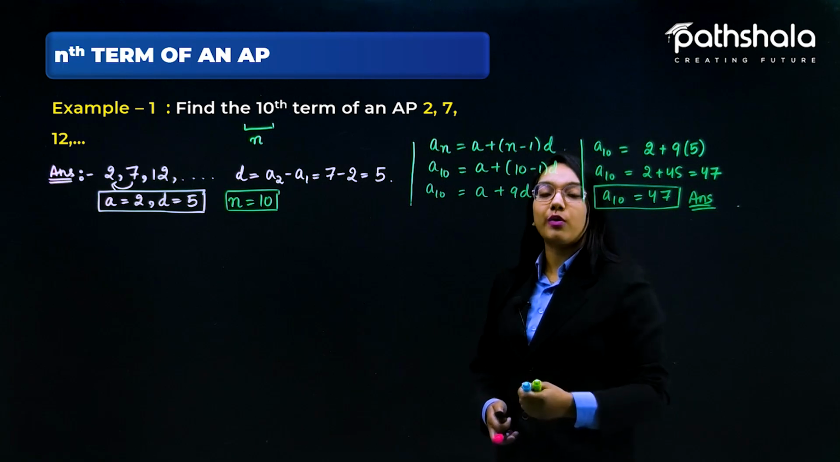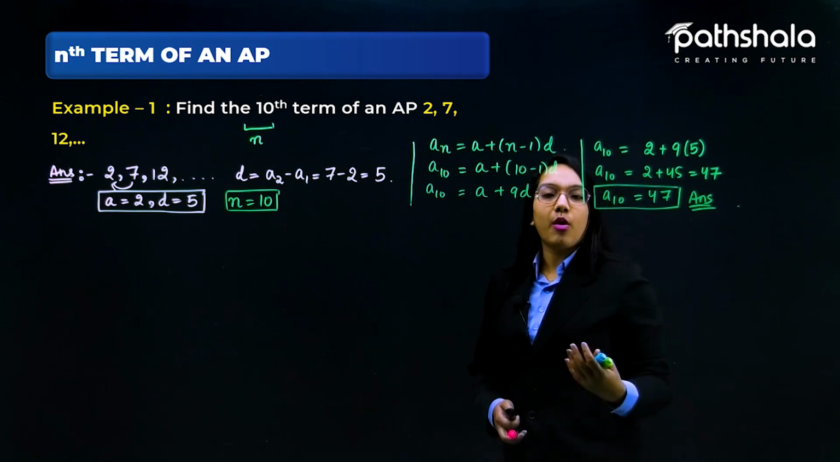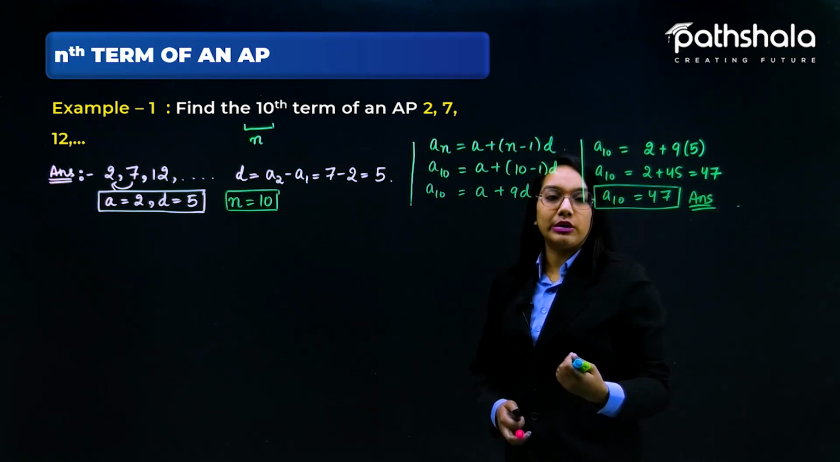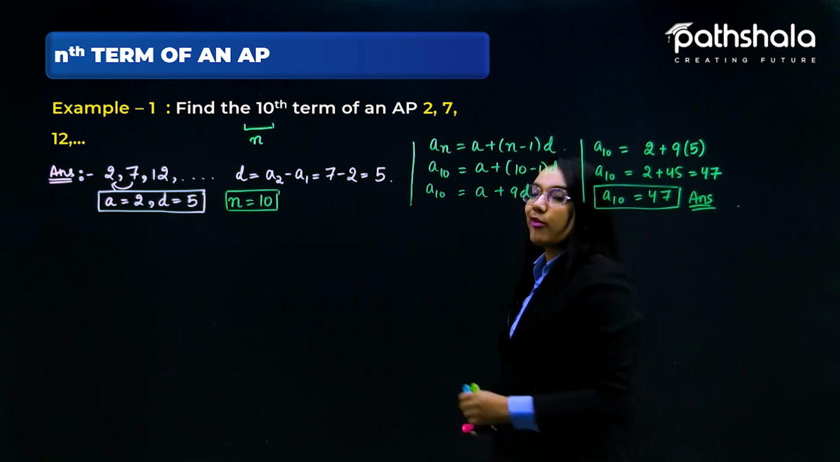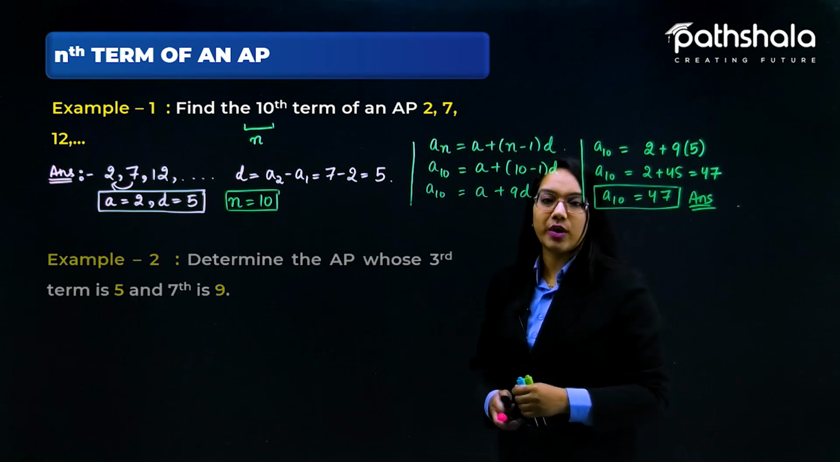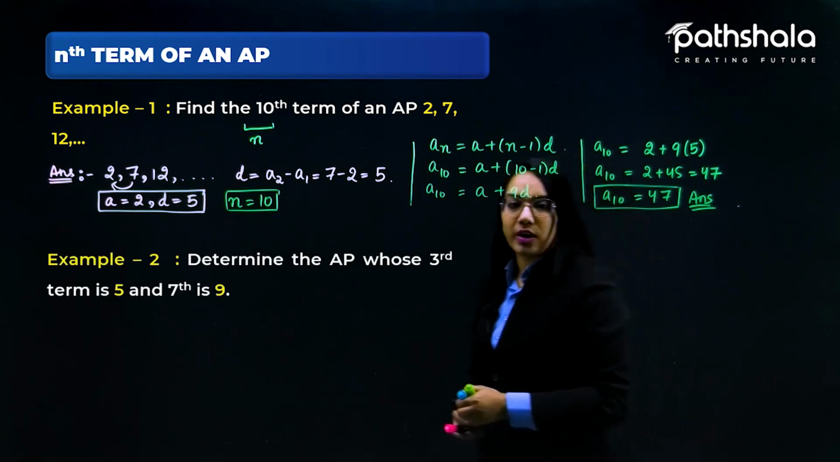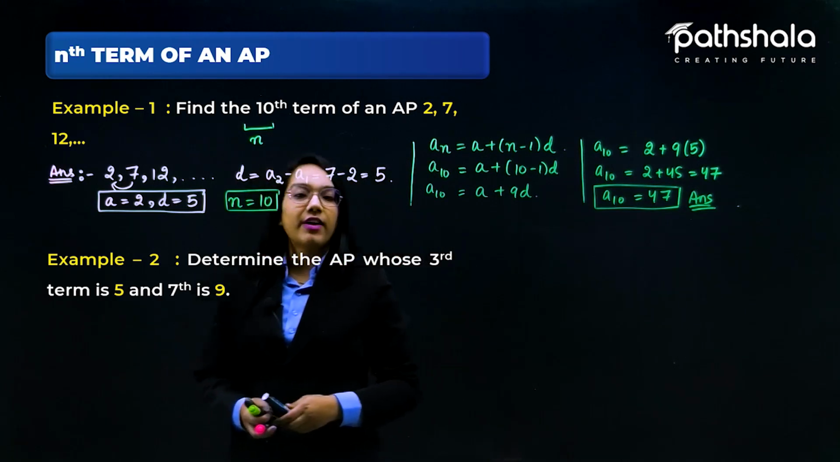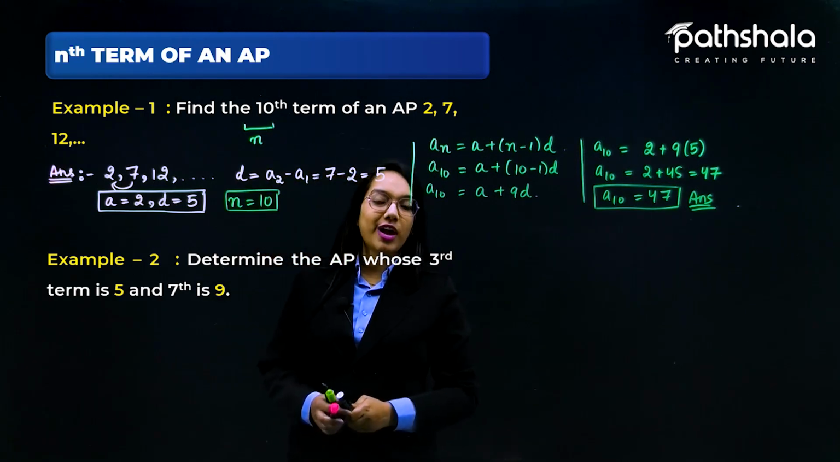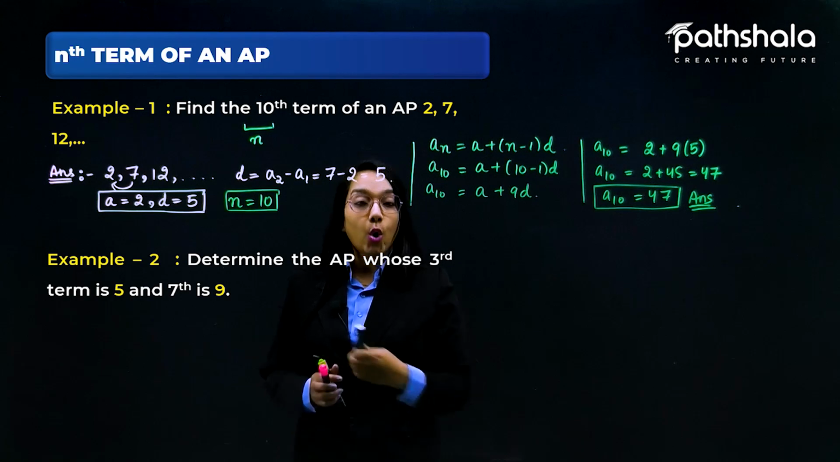So this is how we can use the nth term of an AP, that is An, or the general term of an AP, to find answers for such questions. And now let's see the next question. Determine the AP whose third term is 5 and seventh term is 9. So we have to find the whole AP.